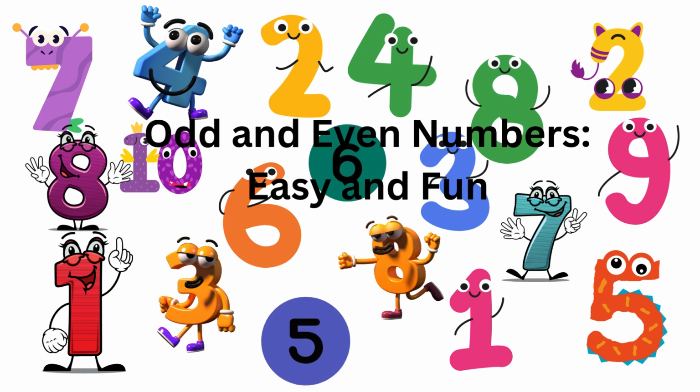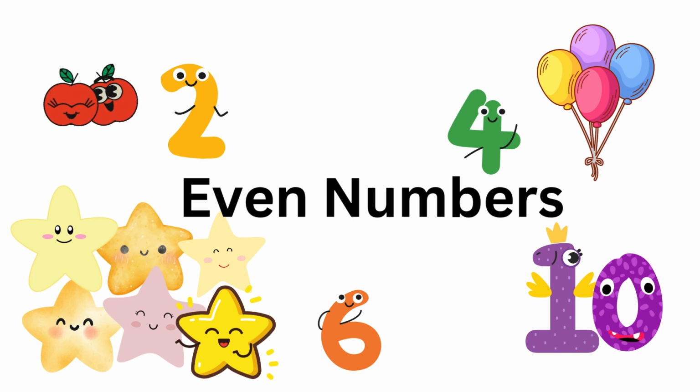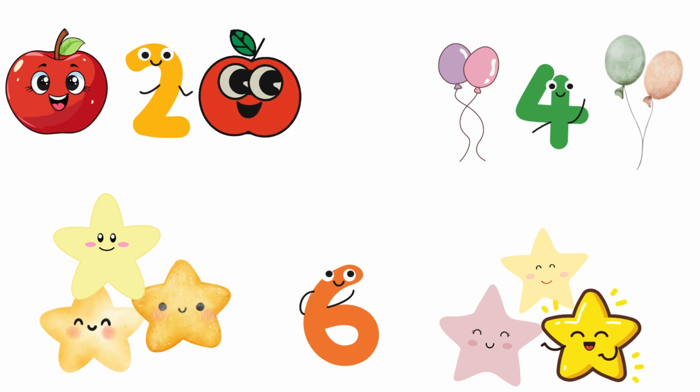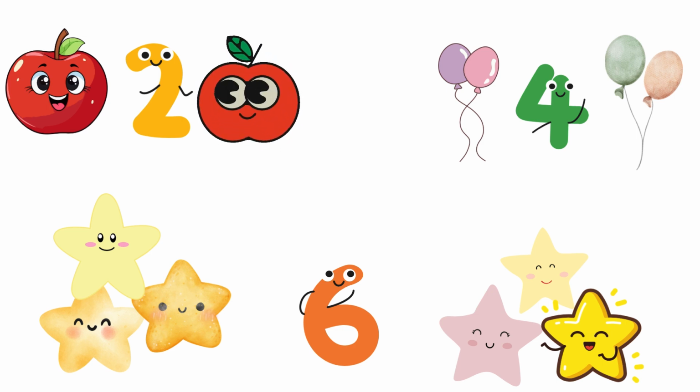It's going to be awesome, so let's get started. First, let's talk about even numbers. Even numbers are super cool because they can be split into two equal parts. Check this out. 2 apples, 4 balloons, 6 stars. Even numbers always come in pairs.